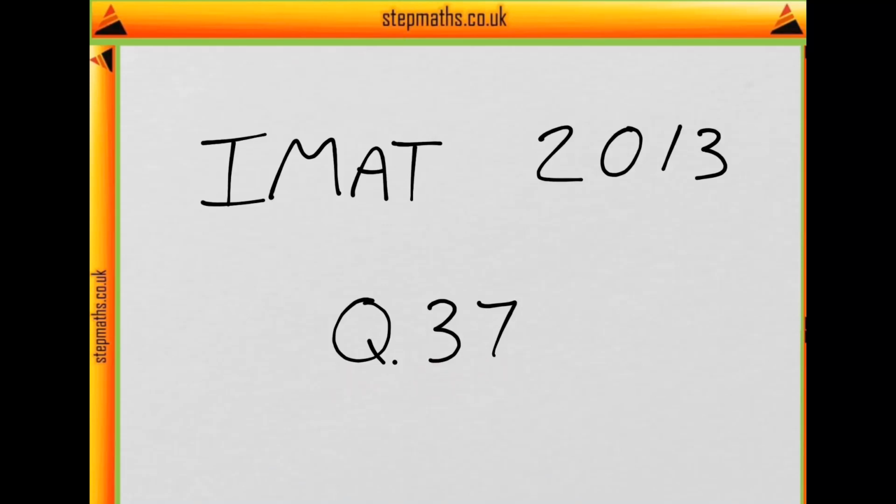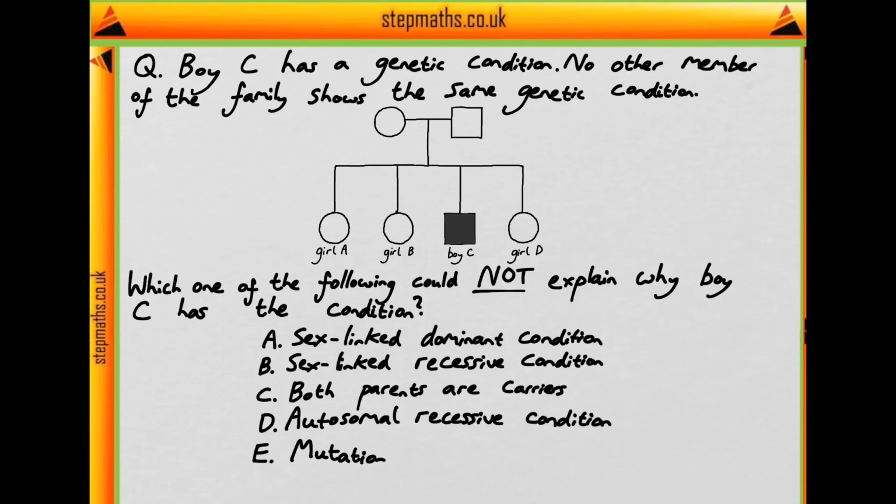This video is on question 37 from the 2013 IMAT paper. In this question, we're shown this pedigree diagram and told that boy C has a genetic condition, and no other member of the family shows the same genetic condition. We're asked which one of the following could not explain why boy C has this condition, and we're given this list to choose from.